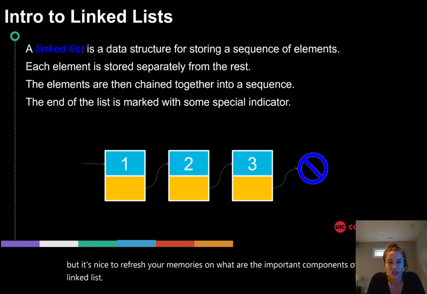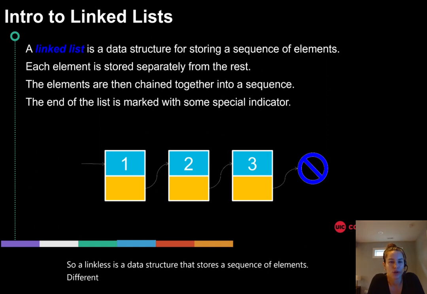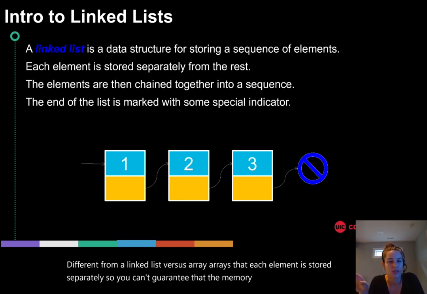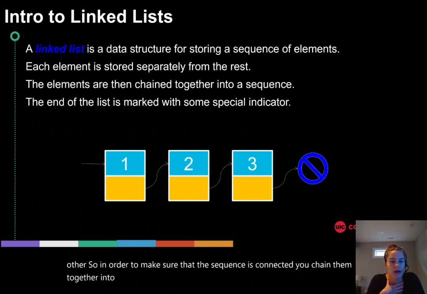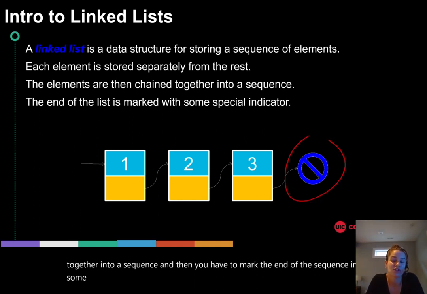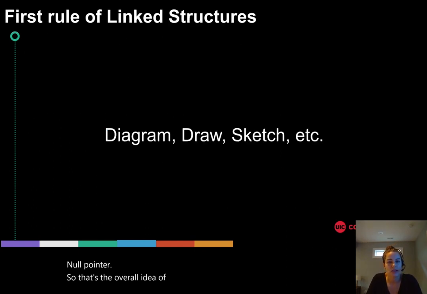So a linked list is a data structure that stores a sequence of elements. What's different from a linked list versus an array is that each element is stored separately, so you can't guarantee that the memory is contiguous or next to each other. So in order to make sure that the sequence is connected, you chain them together into a sequence, and then you have to mark the end of the sequence in some way so you know when you have reached the end. And you do that by using a null pointer. So that's the overall idea of linked lists.